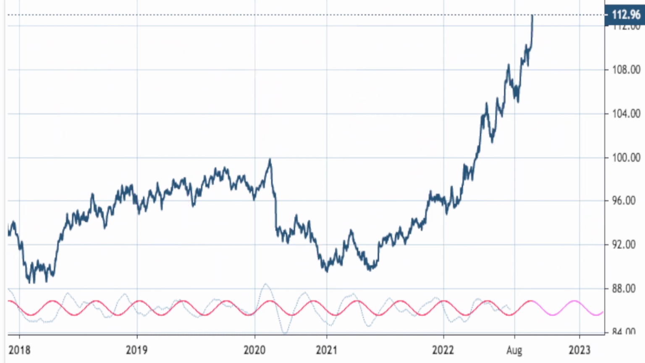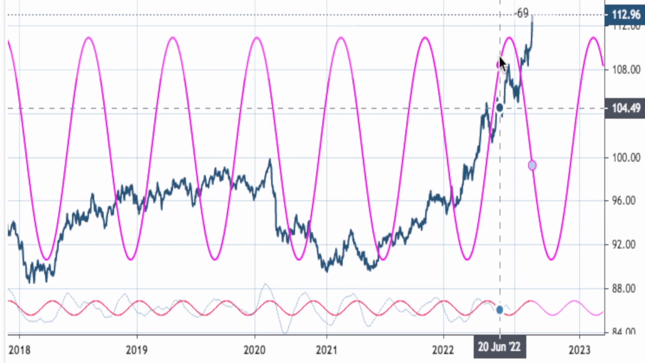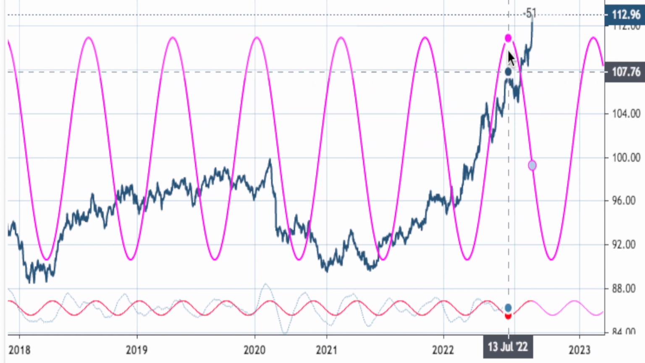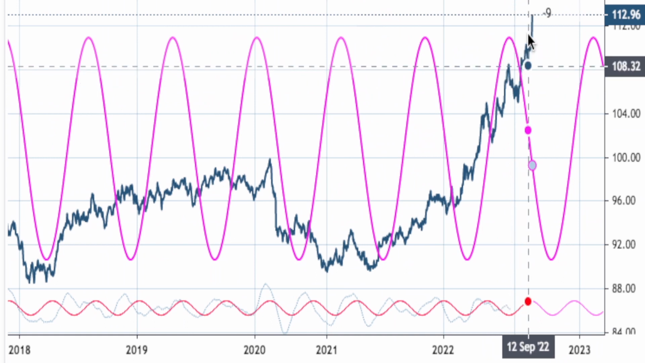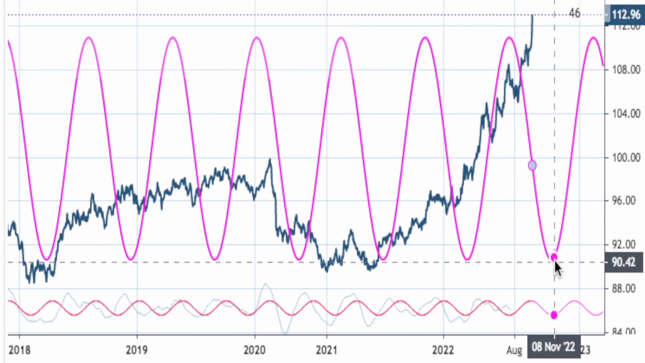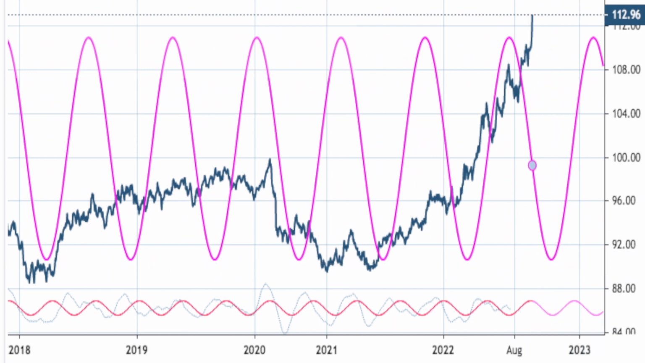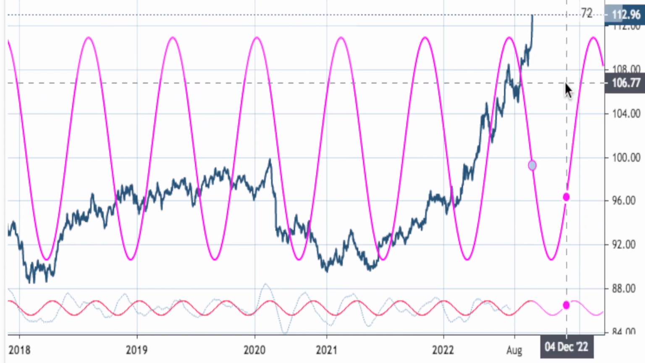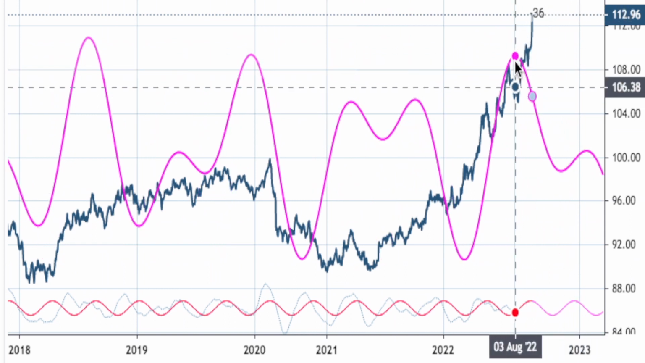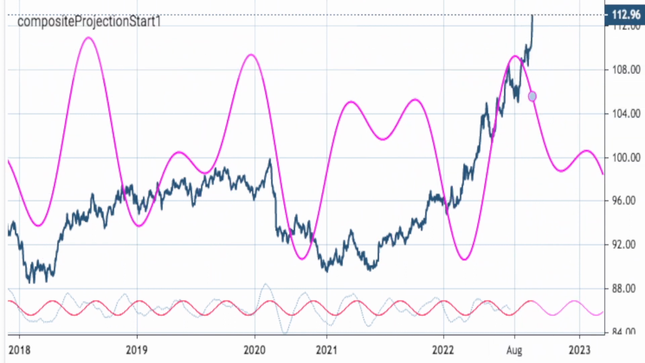Take that one off and add the 178. And the 178 hit a peak way back in July, and you can see that the price still pushed higher. And it's going to hit a trough around November 4th. So you can see that both of these, if you do a composite, is showing a down cycle.